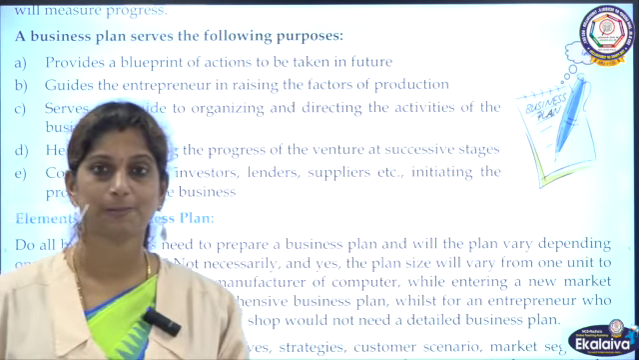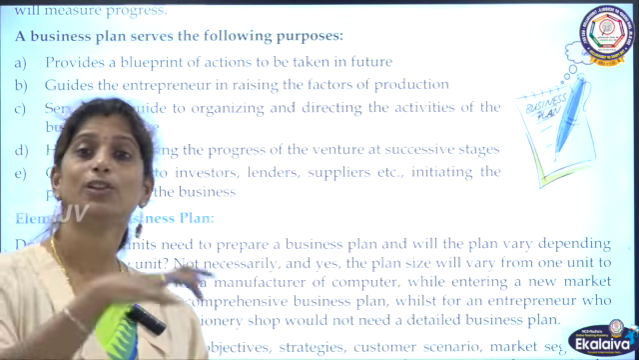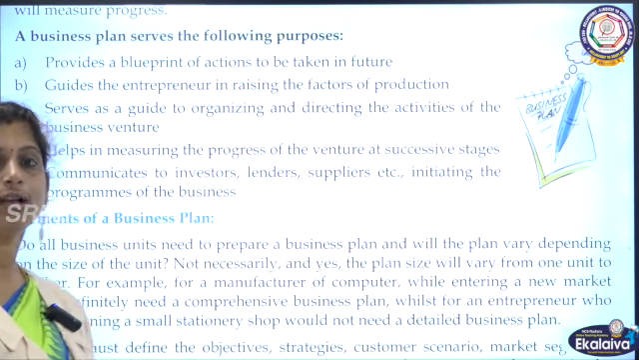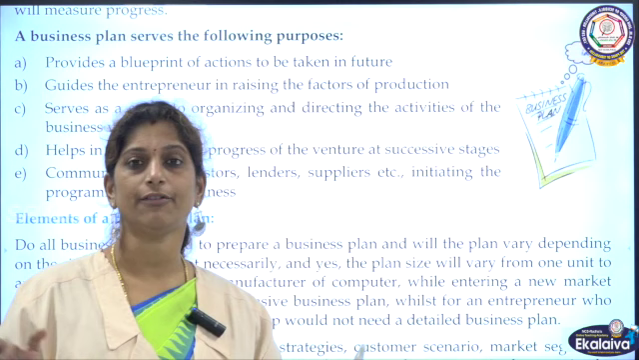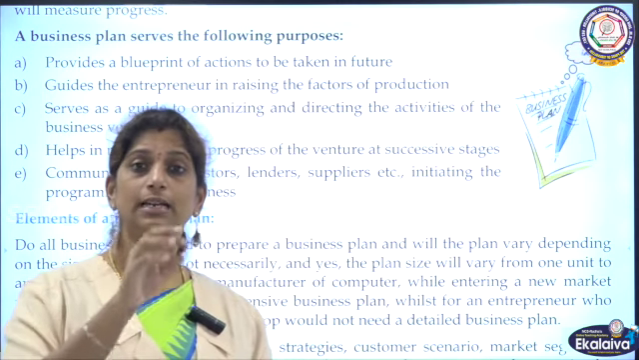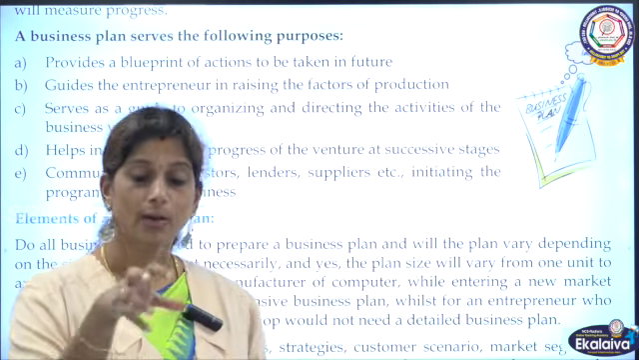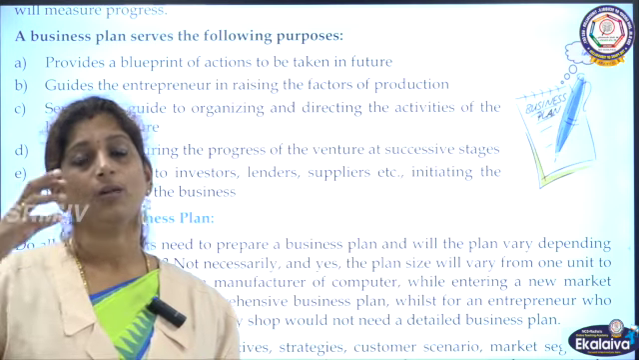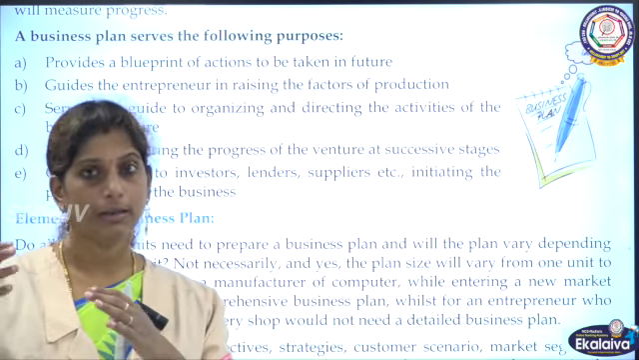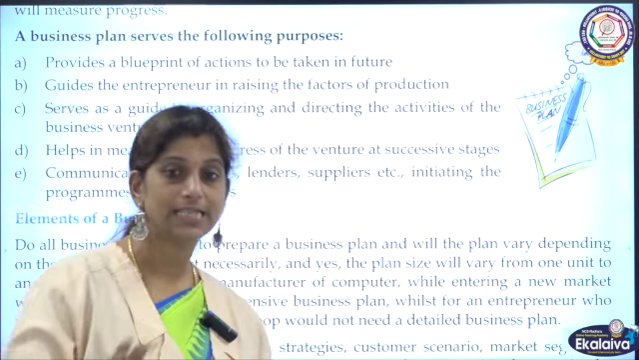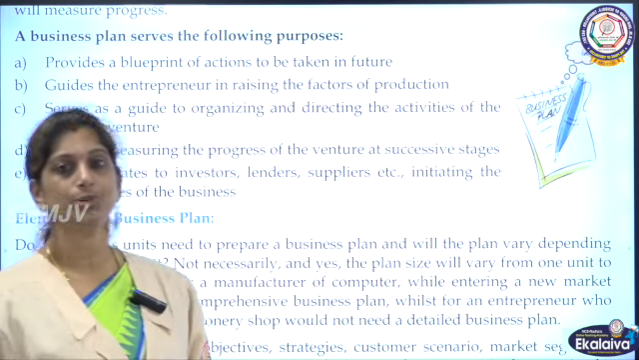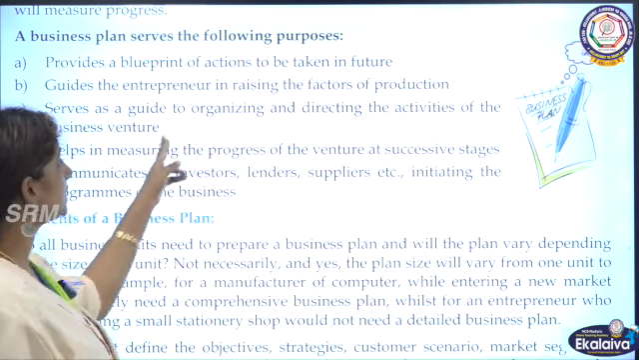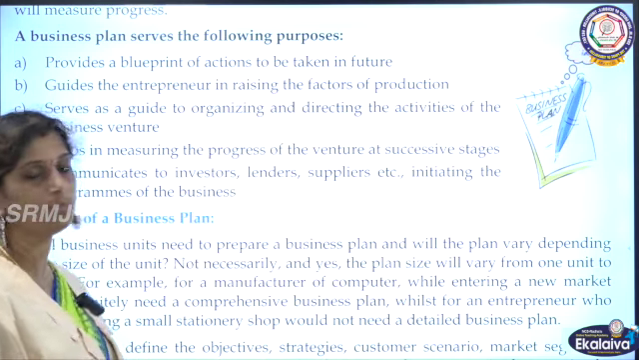Why are we making this business plan? Just to understand the overall plan of the business, the blueprint of the business, and then it guides the entrepreneur on arranging the factors of production. On organizing the factors of production, an entrepreneur will get a clear picture that we require this much labor force, this much place to start up a factory or an industry, and this much capital for starting up the business. All this clear picture is available to the entrepreneur once the business plan is made, and then it serves as a guide to organize and direct the activities of the business venture.